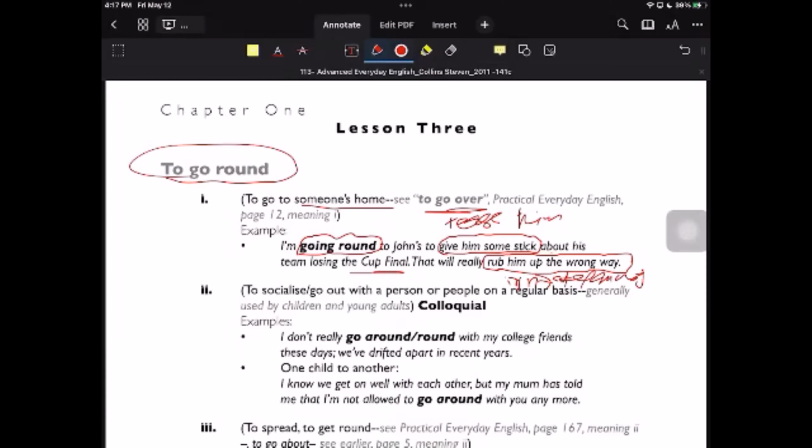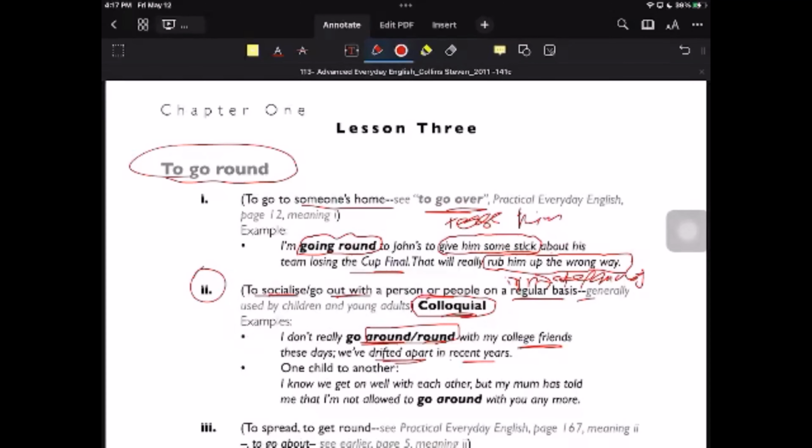So it has another meaning, which is to socialize, to go out with a person or people on a regular basis. So, I don't really go around or round with my college friends these days. We've drifted apart in recent years. You can use both.